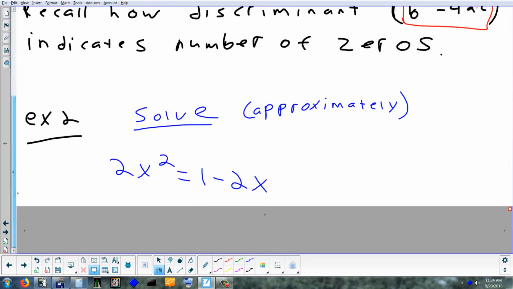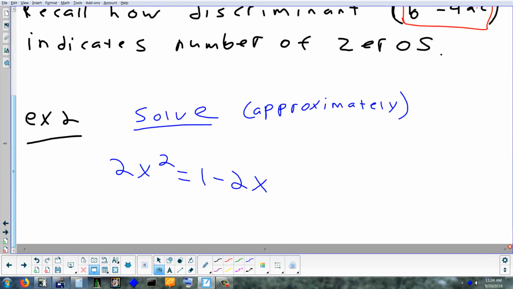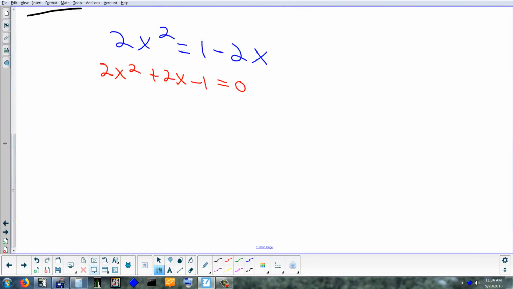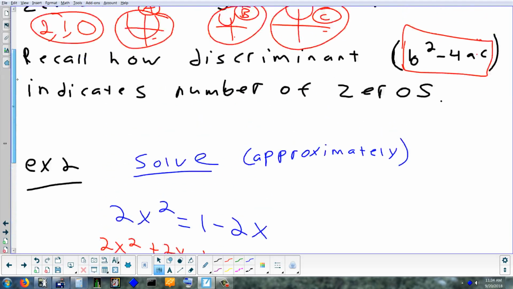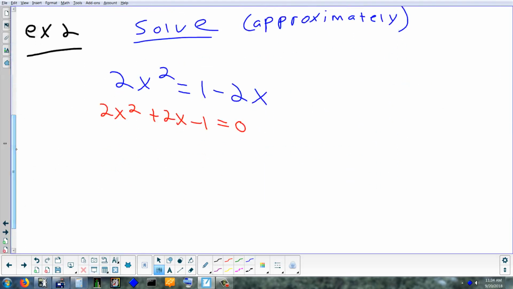Okay, so let's look at this one. That's not quite set up the way we would like it. Anytime we want to find roots, what do we always have to get the equation equal to? 0. So I like to keep the squared term positive, so I'm just going to put everything on the left. So plus 2x minus 1 equals 0. Now, very quickly, without doing a lot of work, I can tell you if this is case A, B, or C. So a is 2, b is 2, c is negative 1.